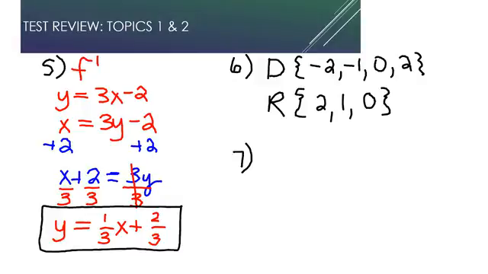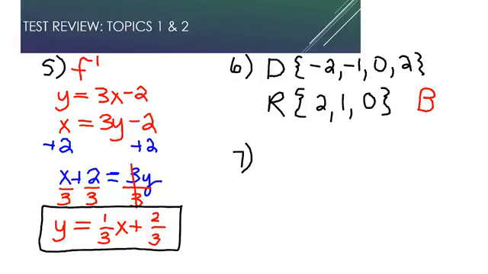In this case, the answer should be B. Watch out for how they list them. Notice that on the range, they're listing it in order 0, 1, 2 instead of 2, 1, 0. That's okay. We just have to follow what the question is asking us.